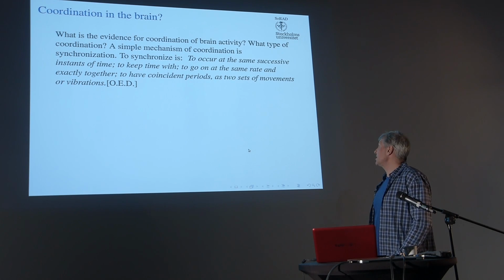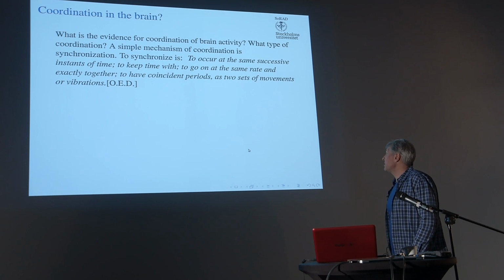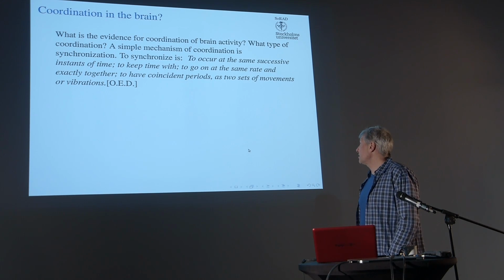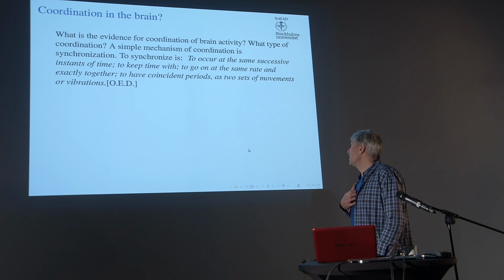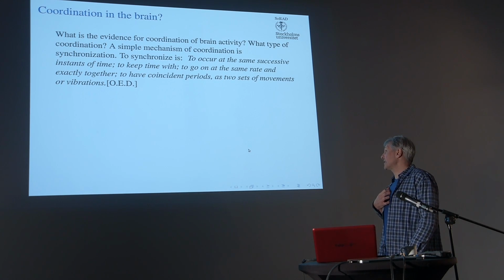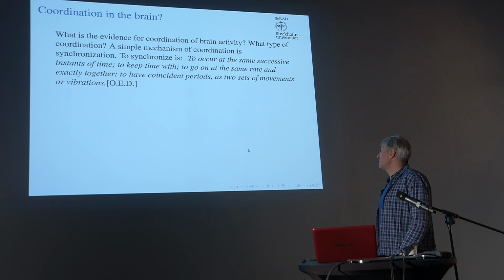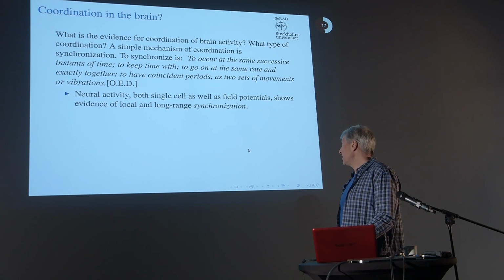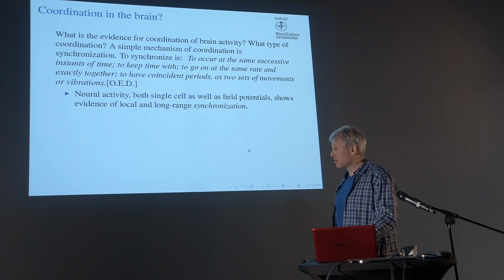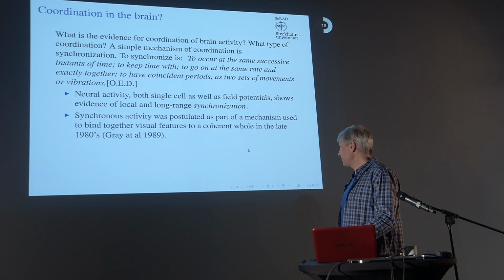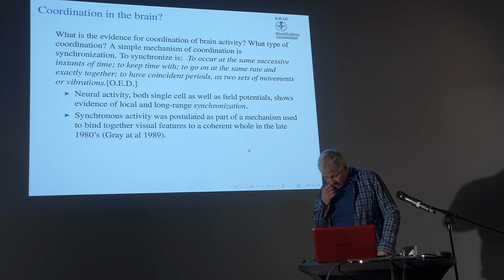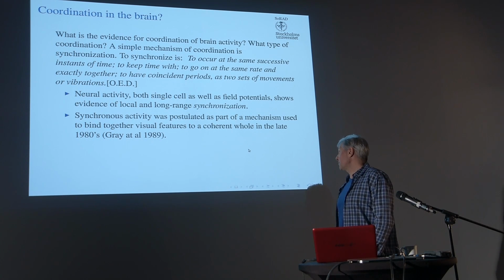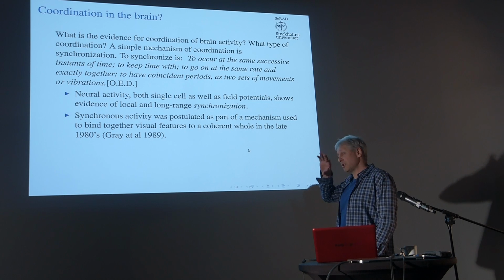What is the evidence for coordination? Well, apart from the fact that our behavior is not so high dimensional, if we look at brain activity, it was realized a long time ago that it's synchronized. Synchronization means to occur at the same successive instance of time, to keep time with, to go on at the same rate and exactly together. So neural activity at many different levels is synchronous at local scale and long range. And this has been postulated to be important for various functions of the brain, such as binding together visual features.